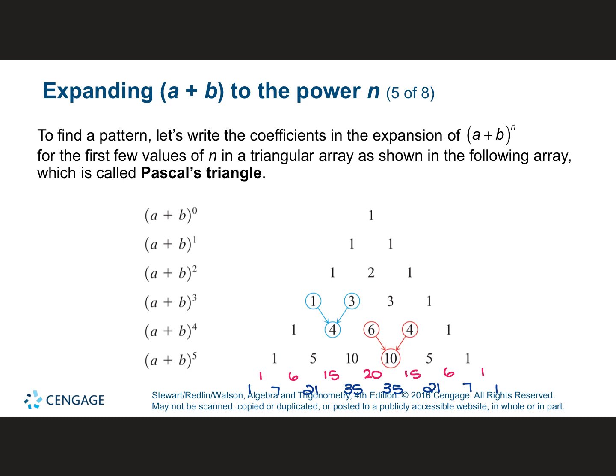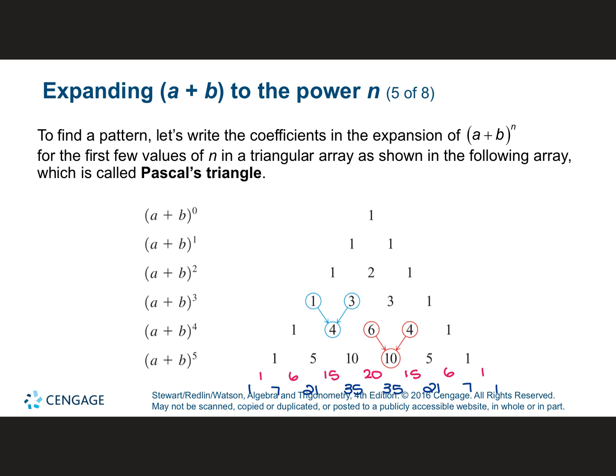So you'll see that the 1 and the 3 give you the 4 from the fourth power. Then the 3 plus 3 is the 6. The 3 plus 1 is 4. And then the 1 goes on the outside. For the fifth power, you'd have the 1 on the outside. The 1 and 4 give you 5. The 4 and 6 give you 10. Then 10 repeats itself, 5 and 1.